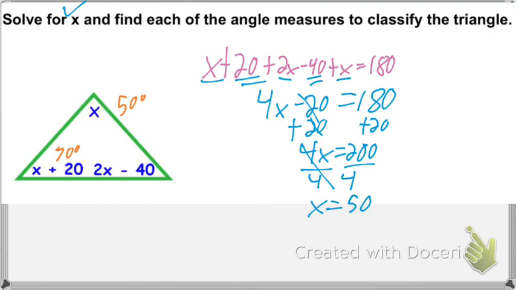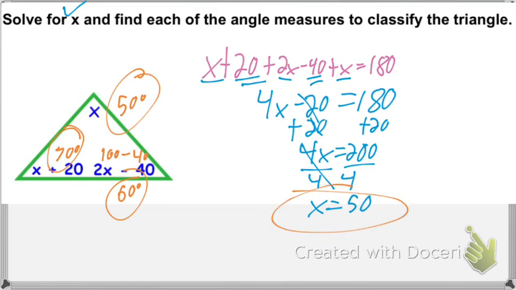So we know 50 degrees, we know 70 degrees. What's our other measure? 60. 100 minus 40, 60 degrees. So our three angle measures are 70, 60, and 50 degrees. Our x was 50. And now we can classify this by the angle measures. What type of triangle is this based upon just the angle measures? It is an acute triangle because all three of these angles happen to be acute.